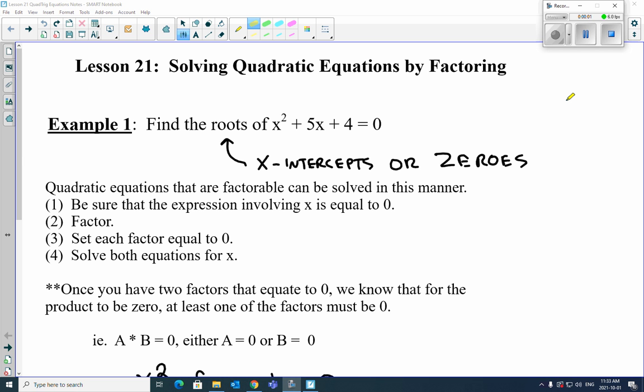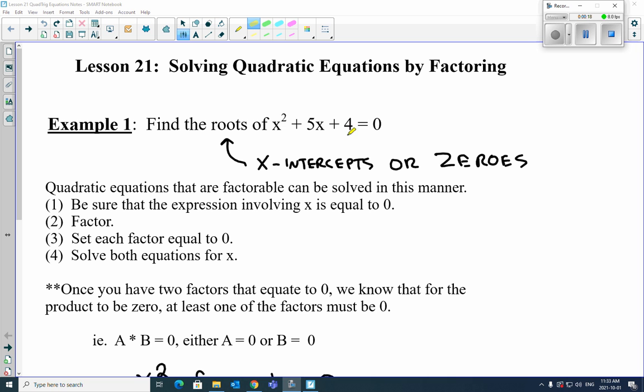Grade 11 Pre-Cal, Lesson 21, Solving Quadratic Equations by Factoring. So now that you have a good grasp of factoring, what we're going to do is solve for them. The example here says find the roots, right? So you're looking for x-intercepts or zeros. There's multiple names. So basically you have your trinomial here.